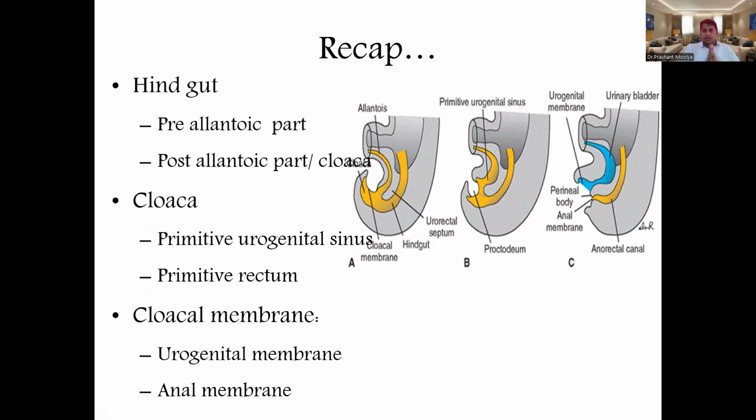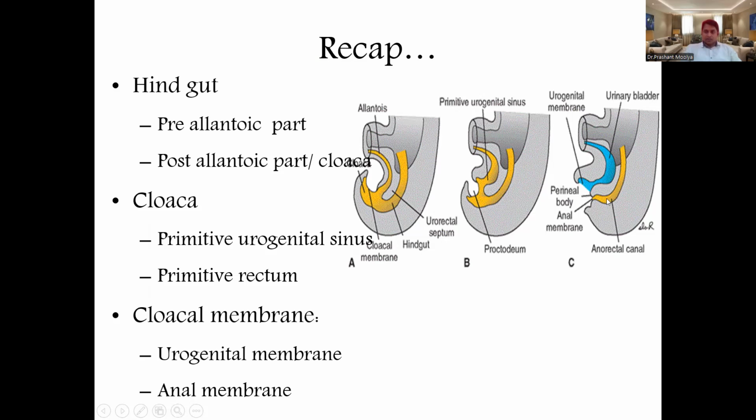So the places where you find no mesoderm in between ectoderm and endoderm, it ruptures, like how it happens in the oral opening, the stomatodeum. Likewise, we find the cloacal membrane, which happens to be here. It's a thin membrane which comprises ectoderm from outside and the endoderm of the gut tube. Now, when you find that the urorectal septum is dividing this hindgut into these two segments, the primitive urogenital sinus and the primitive rectum, it approaches the cloacal membrane and touches at this point.